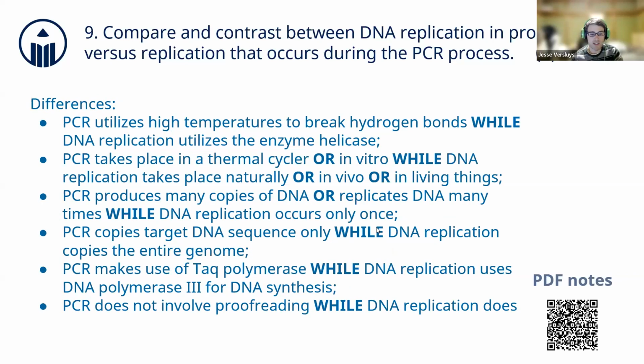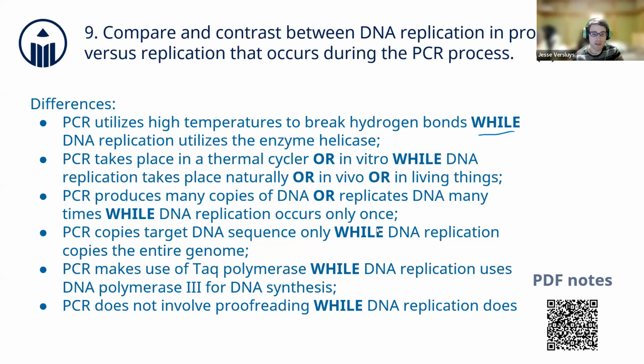Okay, then we have our differences. For these, you have to say both what happens for replication in cells versus PCR in order to get these marks. So that's why these bold terms like while or whereas are really important. For instance, if I just said for this first one, PCR uses high temperatures to break hydrogen bonds, that by itself doesn't tell me what the other process does. So I need to have both in order to get these marks.